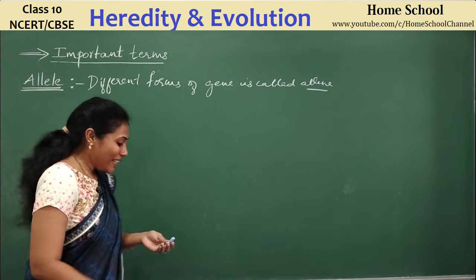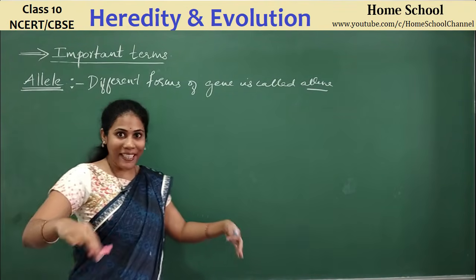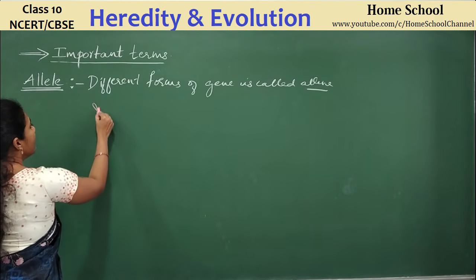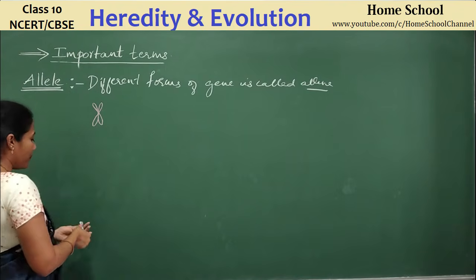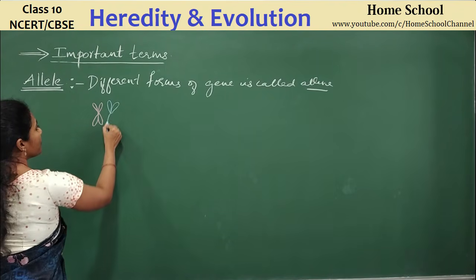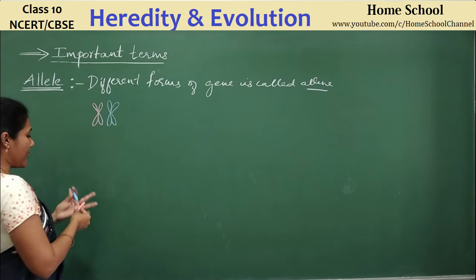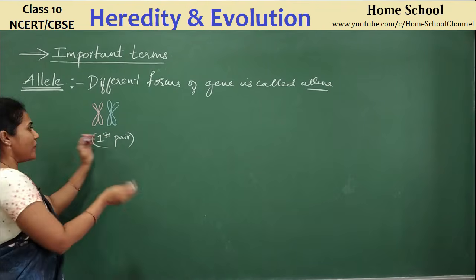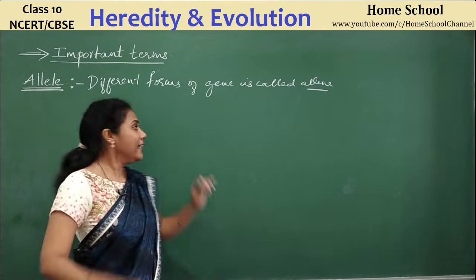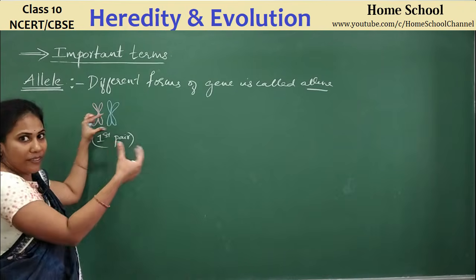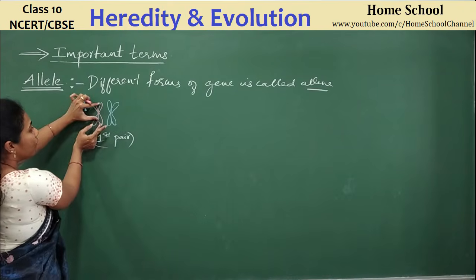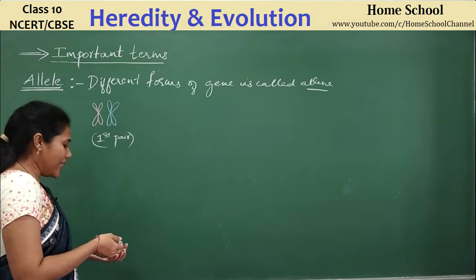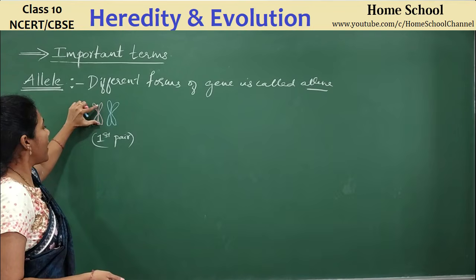Let me explain to you. Say, I told you there are 23 pairs of chromosomes, isn't it? One pair I will draw, the first pair I will draw. Say among the pair, this is one chromosome and this is another chromosome. So this is our first pair, and like that 23 pairs are there. Say among this first pair, we know how the pair has formed. This might have come from our father, this might have come from our mother.